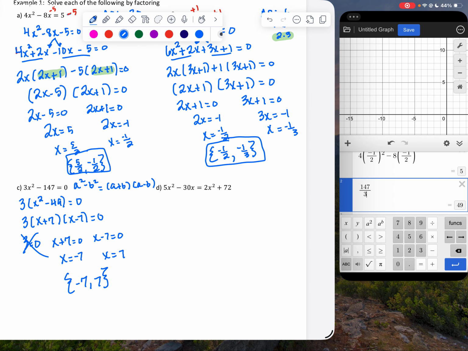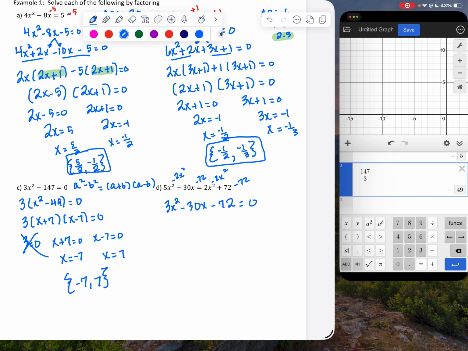All right, problem D. 5x squared minus 30x equals 2x squared plus 72. So I'm going to start by subtracting 2x squared from both sides, then subtracting 72 from both sides, and that leaves me 3x squared minus 30x minus 72 equals 0. Now, normally I would go straight to my AC, but these are really big numbers. So I'm wondering, could I factor out a common factor?